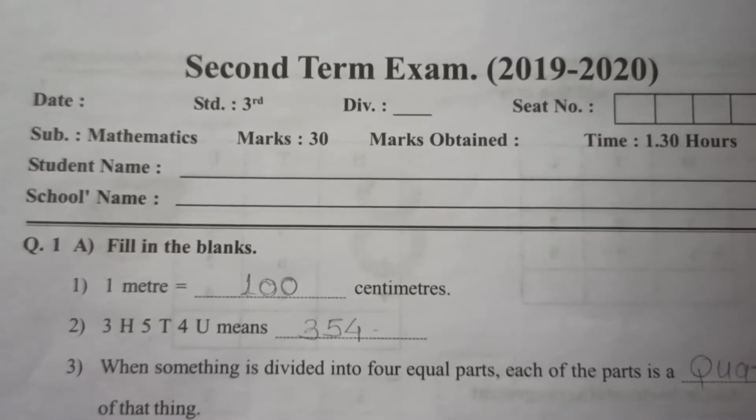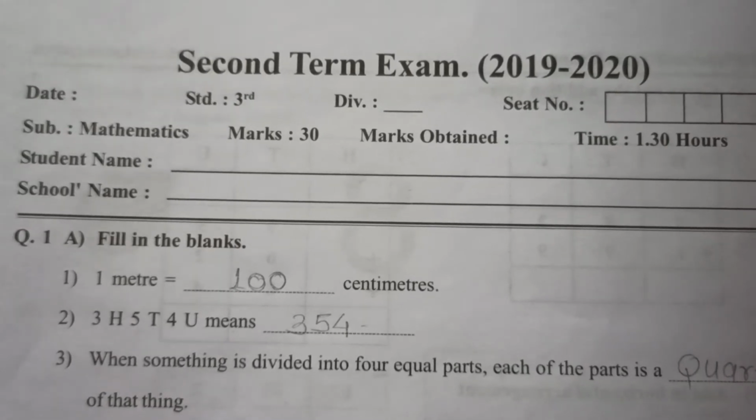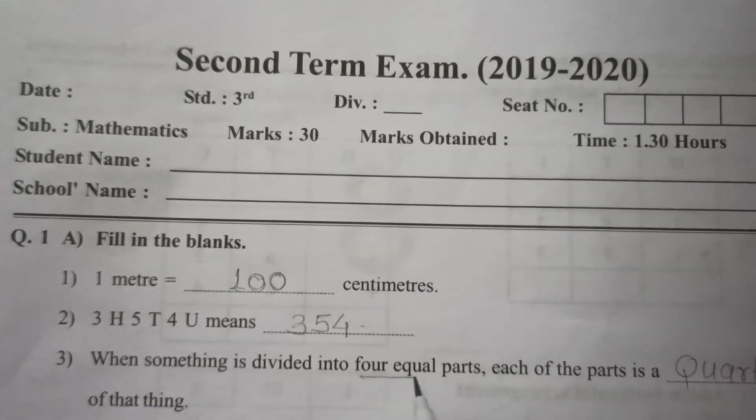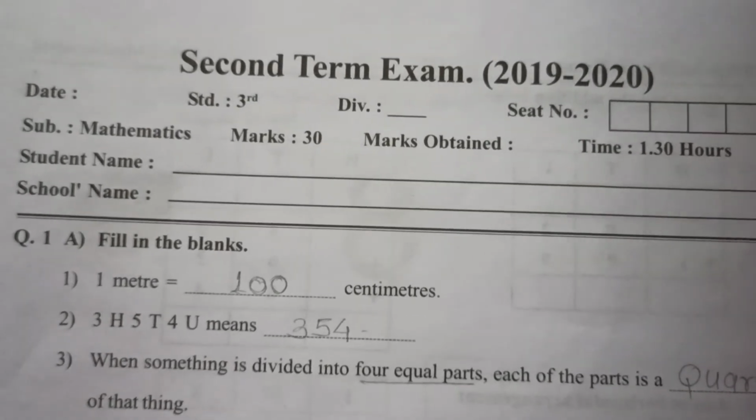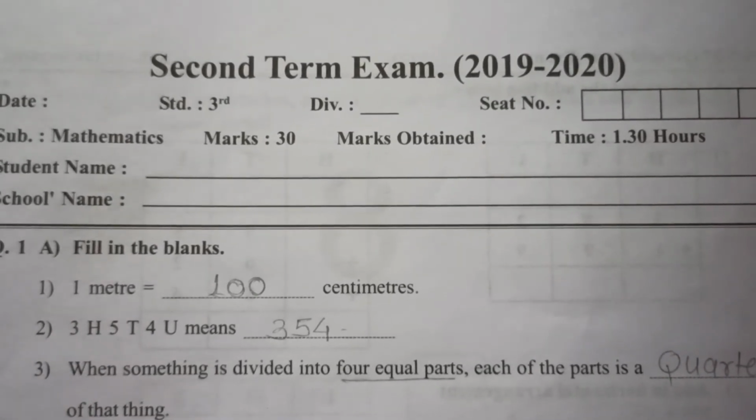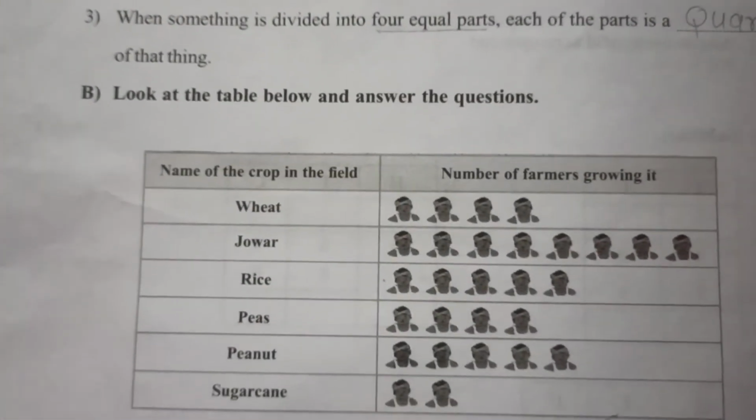Quarter. What is this? Answer, quarter. It means 4 equal parts, and each part is called a quarter part. Okay, now look at this. Next is the second question.